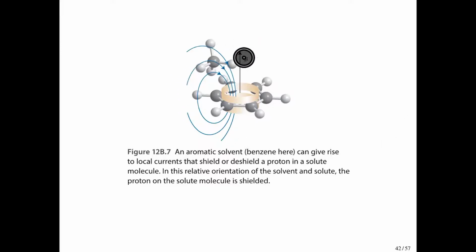And so here's an example. Let's suppose that you're interested in methane here. In a benzene solvent, that ring current that we talked about will have a strong influence on the methane, and the orientation will make a difference. It'll depend upon where that methane is relative to the ring of the benzene solvent.